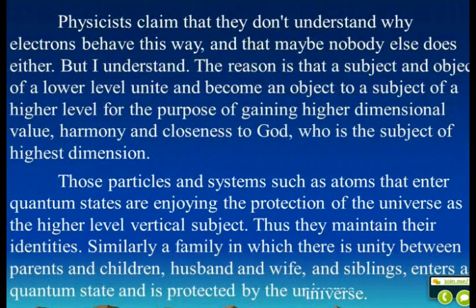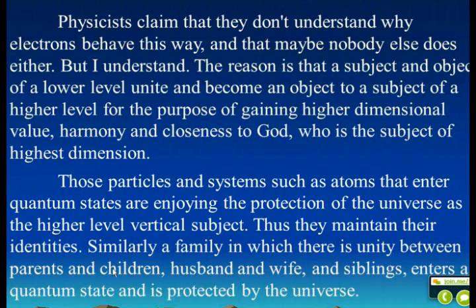Physicists claim that they don't understand why electrons behave this way, and that maybe nobody else does either, but I understand. The reason is that a subject and object of a lower level unite and become an object to a subject of a higher level for the purpose of gaining higher dimensional value, harmony, and closeness to God, who is the subject of highest dimension. Those particles and systems, such as atoms, that enter quantum states are enjoying the protection of the universe as the higher level vertical subject. Thus, they maintain their identities.